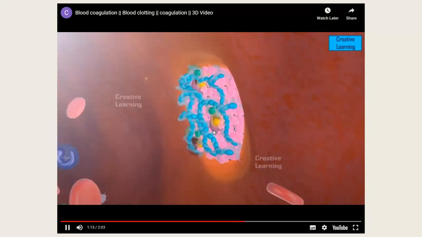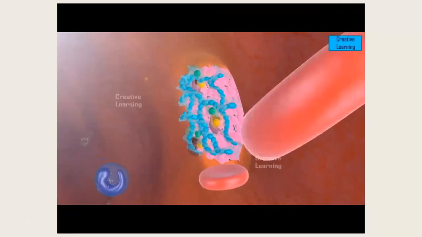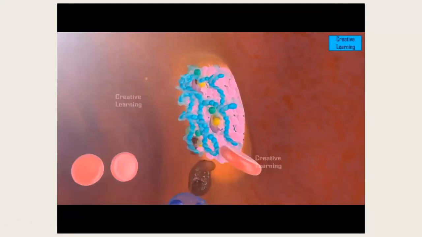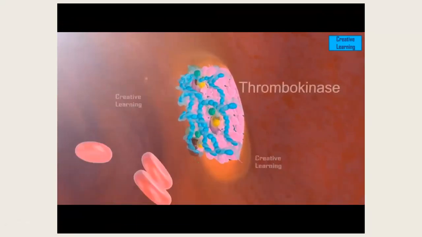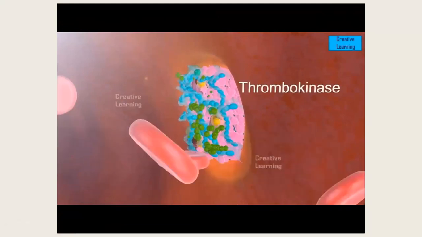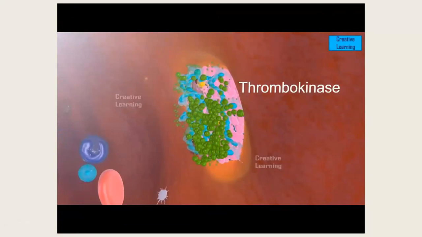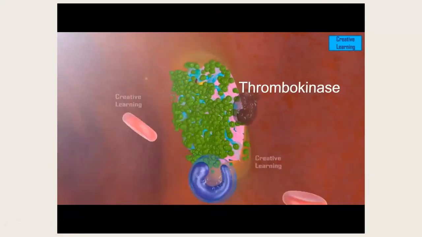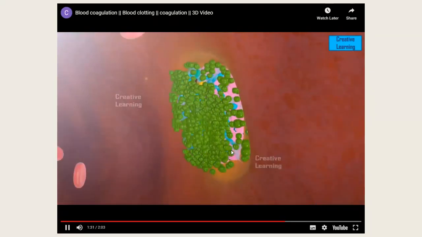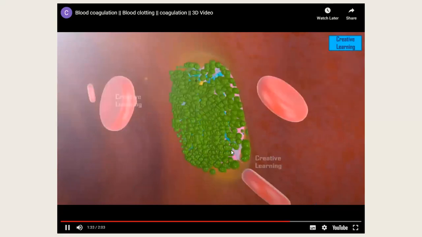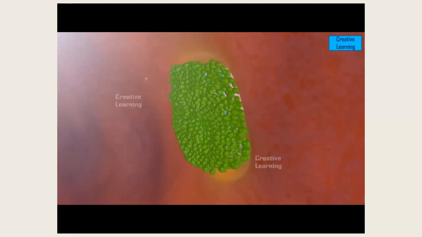The factors of blood coagulation transform the fibrinogen into polymers of fibrin. Thrombokinase is an enzyme complex that is required for this reaction. This complex is formed by a series of linked enzymatic reactions, a cascade process, involving a number of factors present in the plasma in an inactive state.